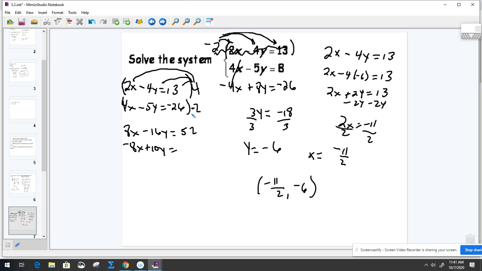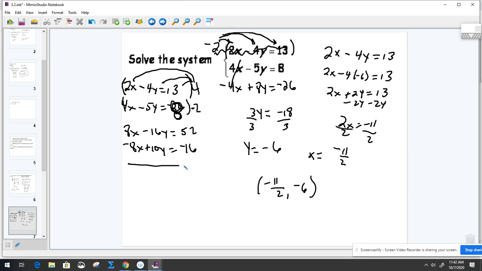a positive negative 2 times 26. Make sure my math is right here. Oh, that should be an 8. Sorry, this should be an 8. That's why I'm writing the original problem right here. So that's an 8. Negative 2 times 8 is negative 16.